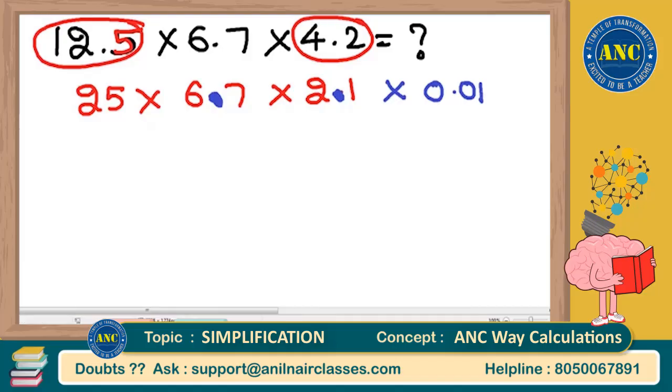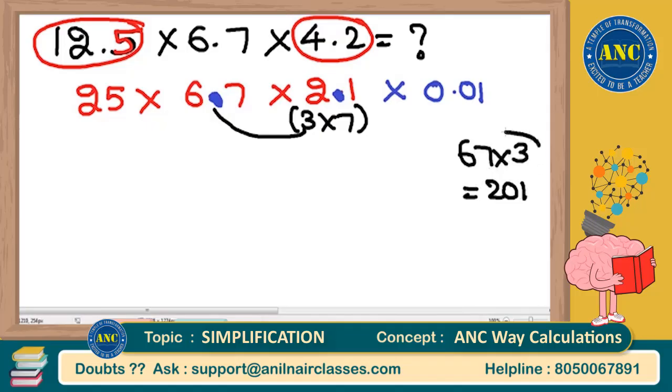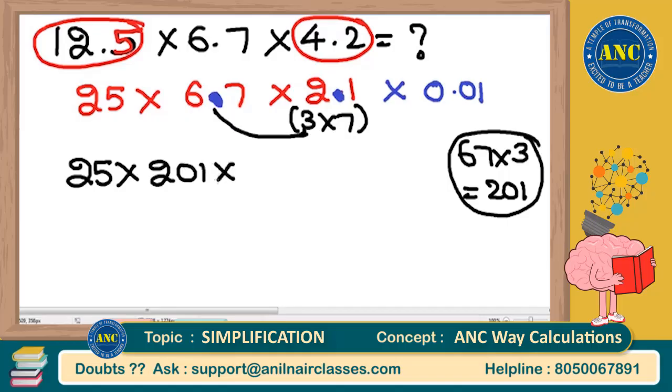Can I say that I can write 21 as 3 into 7, 67 into 3. It's a very, very important number which keeps repeating in simplification. 67 into 3 is 201. That means it is 25 into 67 into 3, which is 201 into 7, and this 0.01 I will keep as it is. Now how easily you can multiply things, sir?